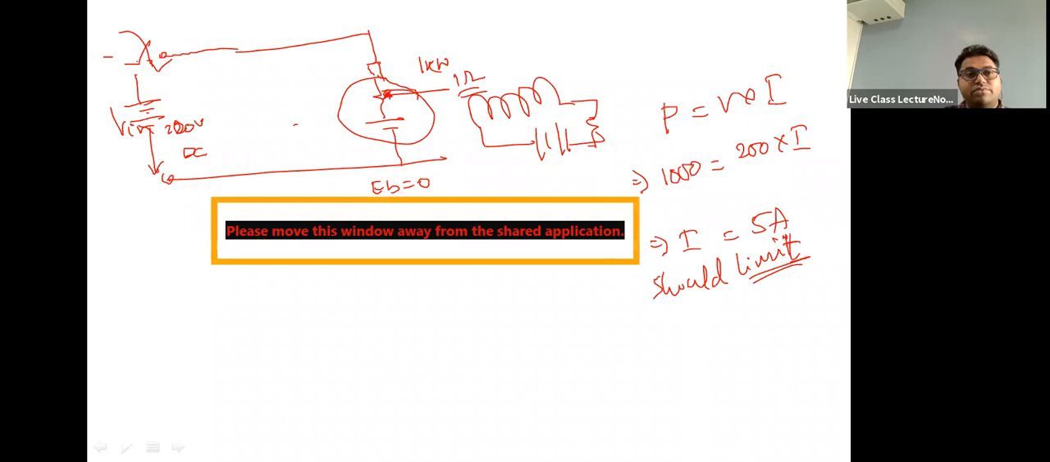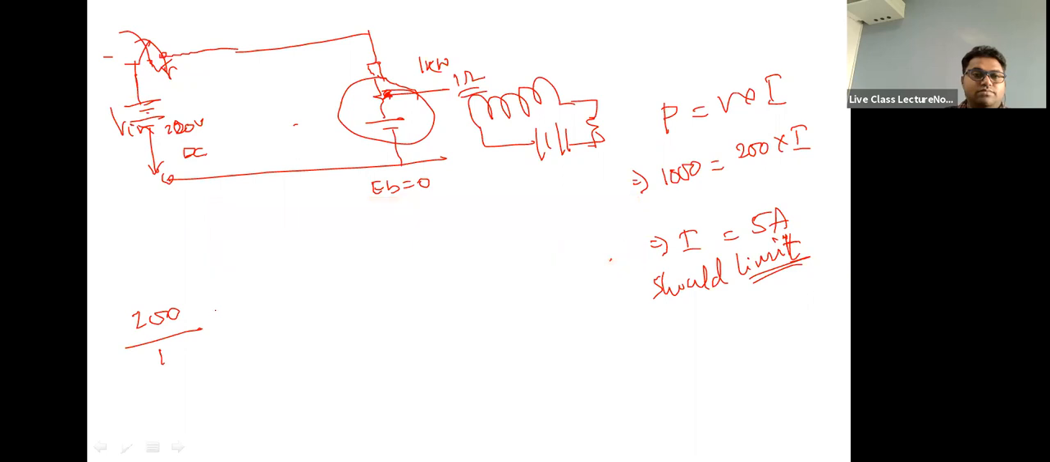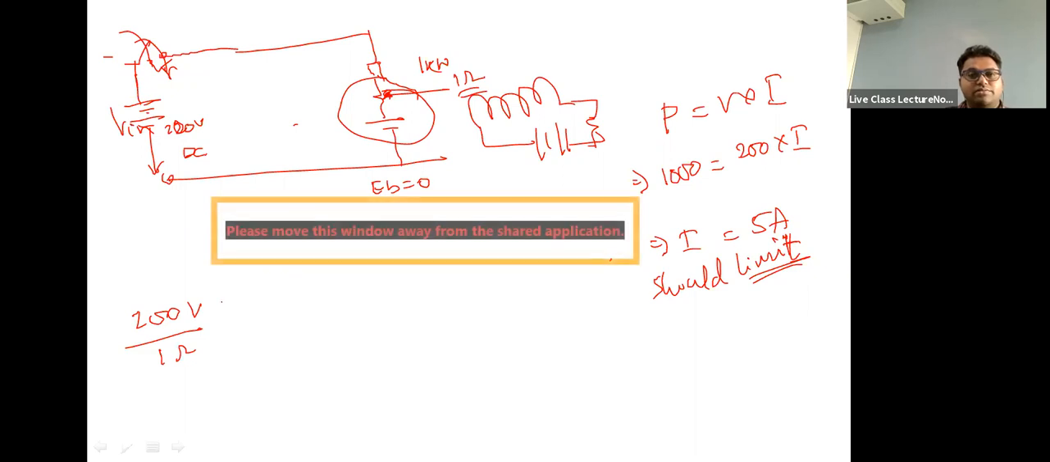But if we just start it with a simple switch at 200 volts, directly switching it on, direct online starting, then what will happen? The back EMF is zero at the point of starting. What will be the current? 200 volts divided by 1 ohm. The armature resistance is the only limiter there. E back is not there because initially the motor is at 0 speed.